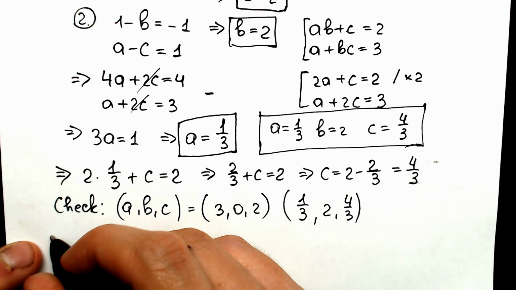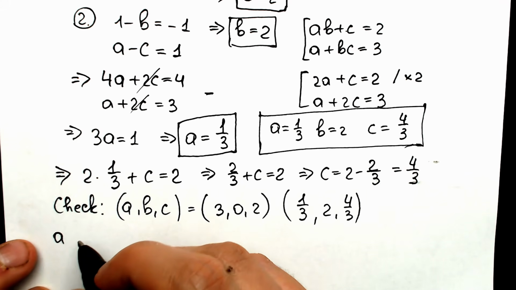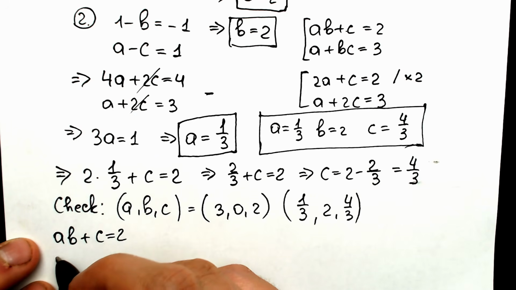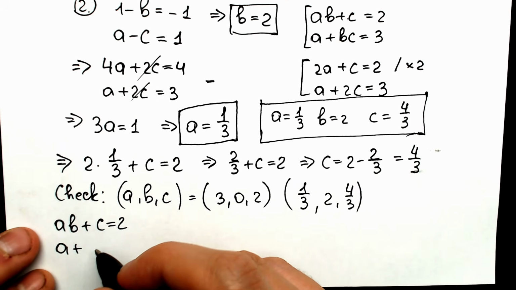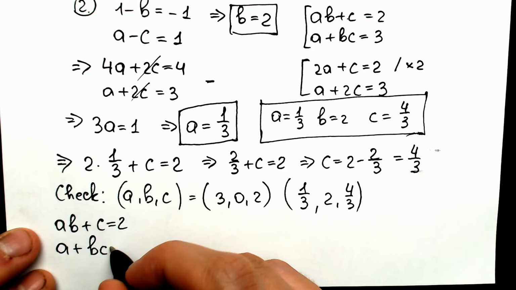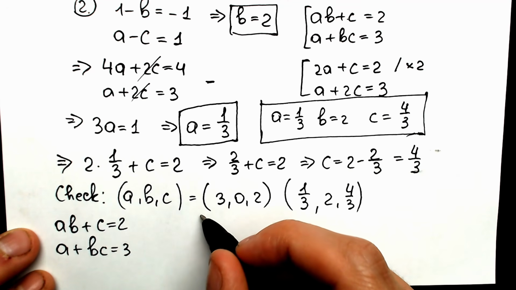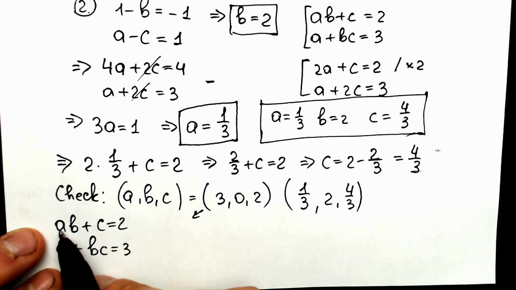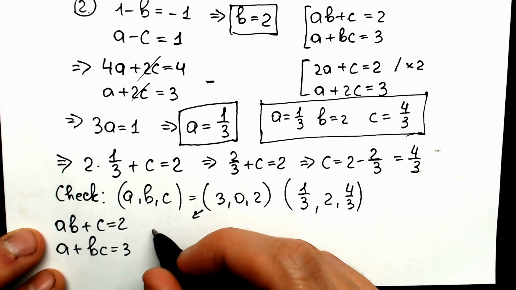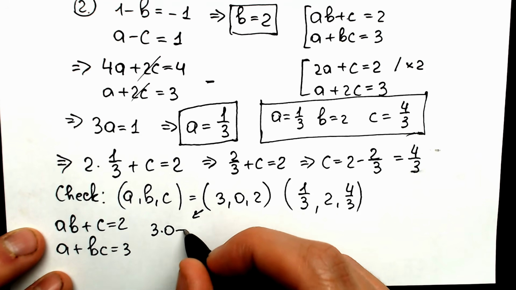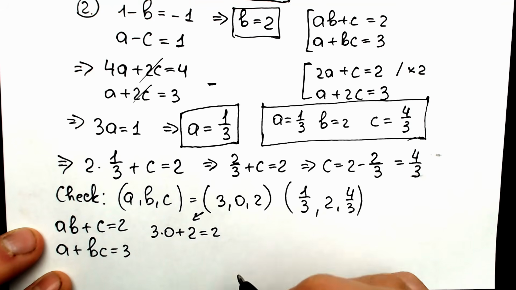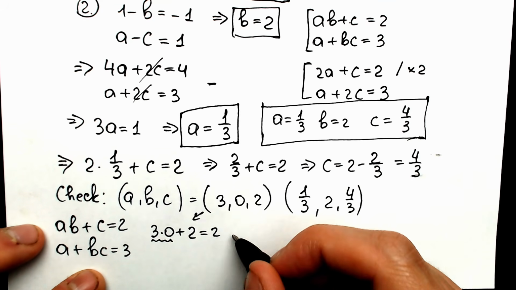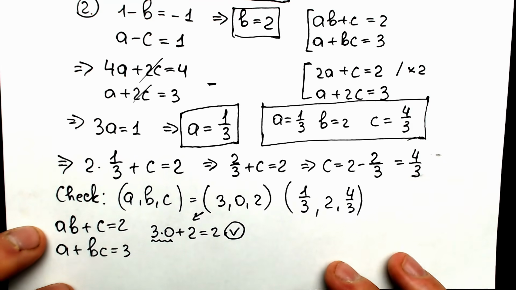Let's rewrite our question from the beginning. So we have ab plus c equal to 2, and a plus bc is equal to 3. So let's check, for example, 3, 0, and 2. So 3 times 0 plus 2 is equal to 2, which is absolutely correct because this is equal to 0 and 2 equal to 2. So our first equation works good.